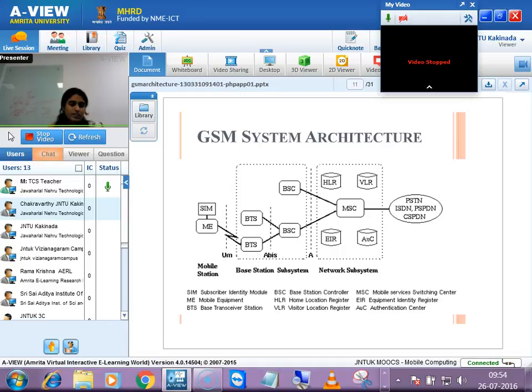In your textbook, there are some examples for different data rates, how to calculate the data rate for D, what is the data rate for transmitter 1. These kinds of examples are there. Please do solve those examples. Okay, let's start with the GSM architecture now.